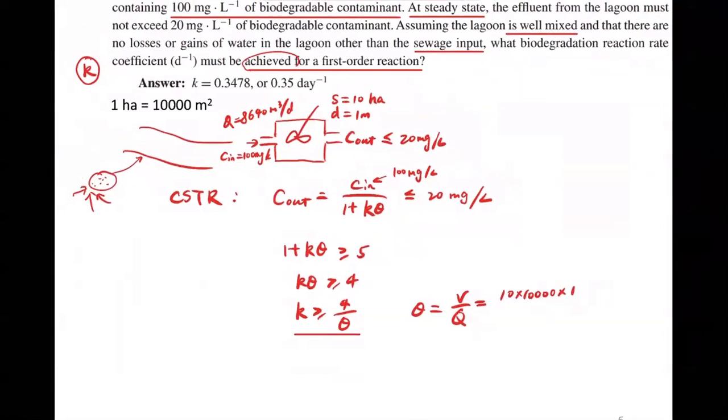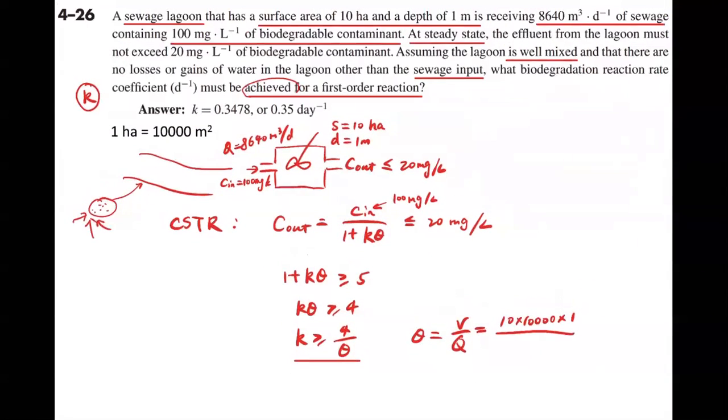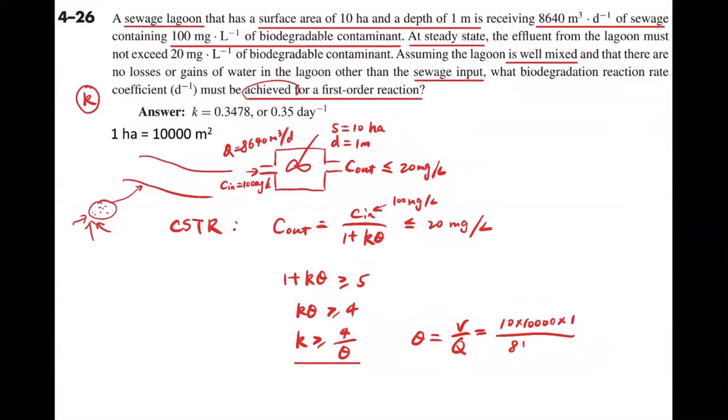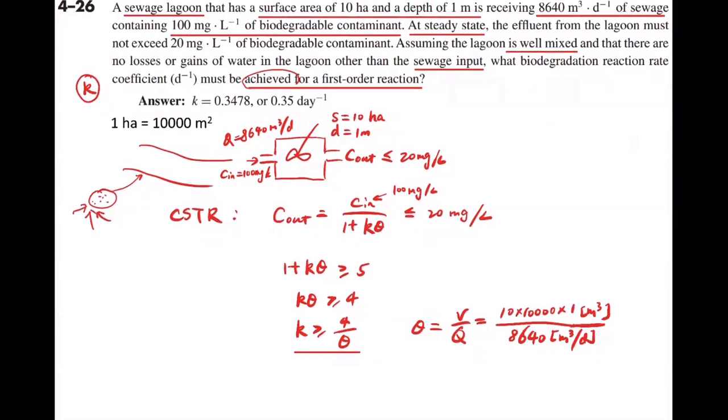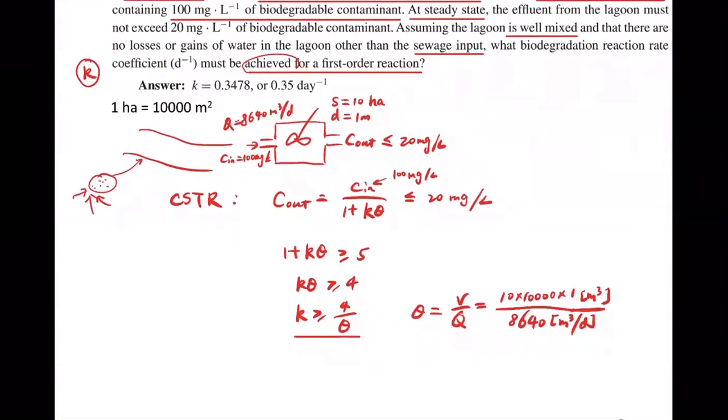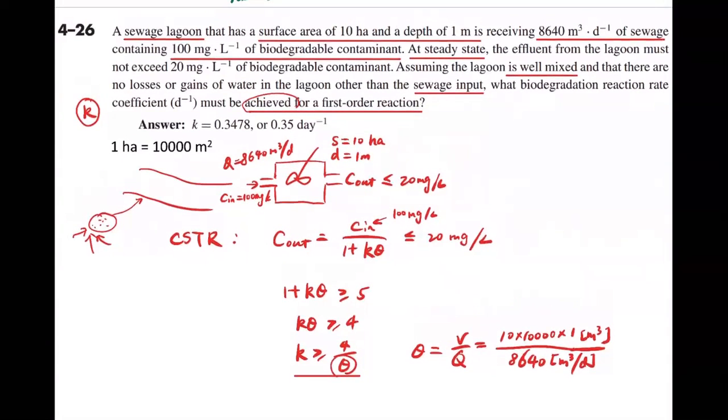And then the flow rate is equal to 8640 meters cubed per day. So you can plug in all of these conditions and solve for theta. This will give you the final answer, the minimum reaction rate constant that needs to be achieved for the CSTR. So this is the CSTR.